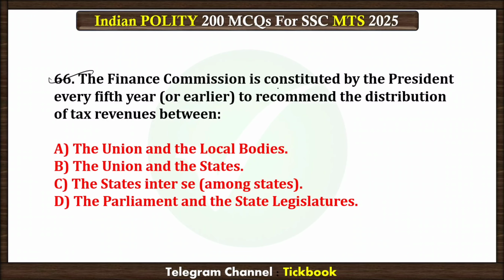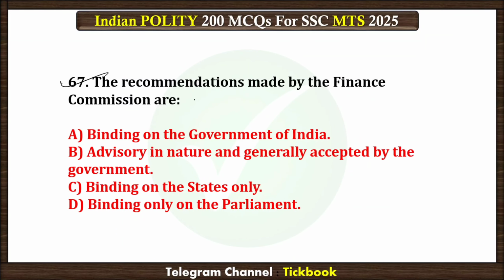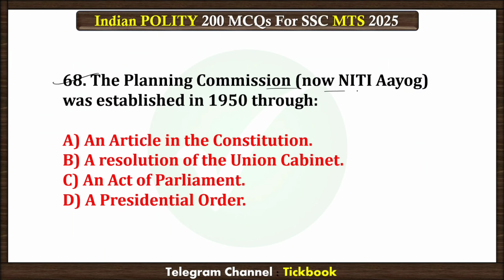66. The Finance Commission is constituted by the President every 5th year or earlier to recommend the distribution of tax revenues between option number B, the Union and the states. 67. The recommendations made by the Finance Commission are option number B, advisory in nature and generally accepted by the government. 68. The Planning Commission, now Niti Aayog, was established in 1950 through number B, a resolution of the Union Cabinet.